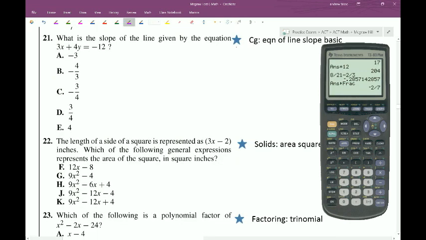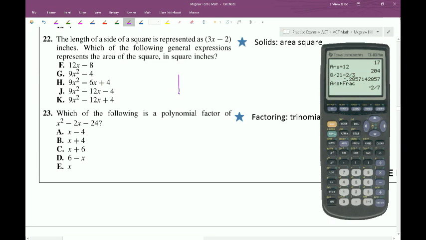What is the slope of the line given by this equation? So what we would do here is we'd want to isolate for y. Okay, so we subtract 3x from both sides. 4y is negative 3x minus 12. Divide by 4. Okay, y is equal to negative 3/4 x minus 3. So the slope is just this here, negative 3/4.